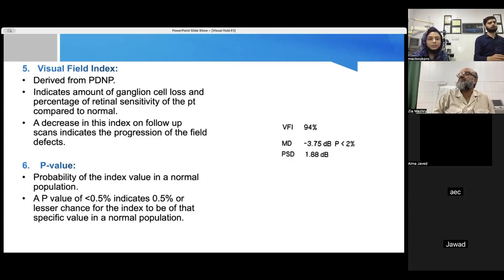Visual field index is derived from the pattern deviation numerical plot. It indicates the amount of ganglion cell loss and the percentage of retinal sensitivity of the patient compared to the normal. A decrease in this index on follow-up scans indicates progression of the field defects. P-value is the probability of the index value in a normal population. A p-value of less than 0.5% indicates it is present in less than 0.5% of the population, which is more statistically significant.